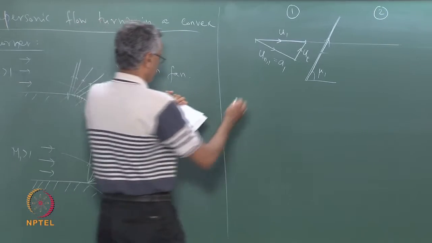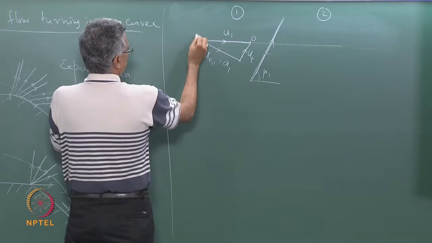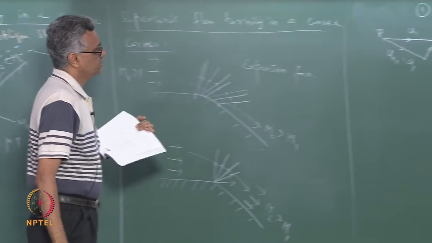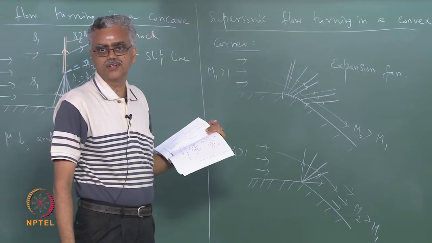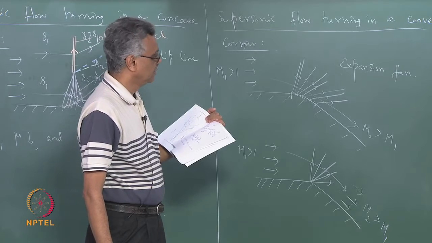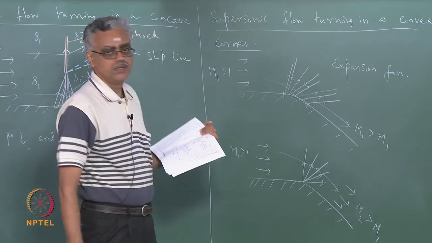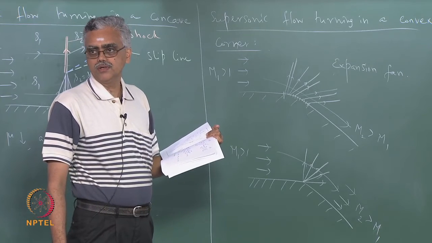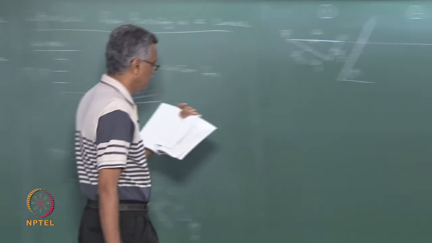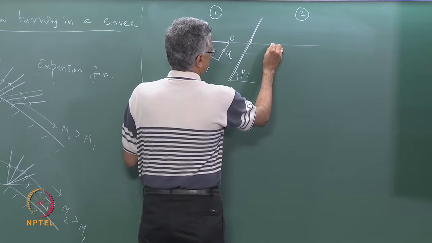Let us mark these points. I am going to mark this point as O and this point as P. This is not the same triangle as earlier, okay? This is a different triangle. O and P are different from our earlier triangle. Now this is a compressive wave. So after passing through the wave, the normal component of the velocity decreases, just like in an oblique shock, right? So the normal component decreases. So I am going to show that like this.